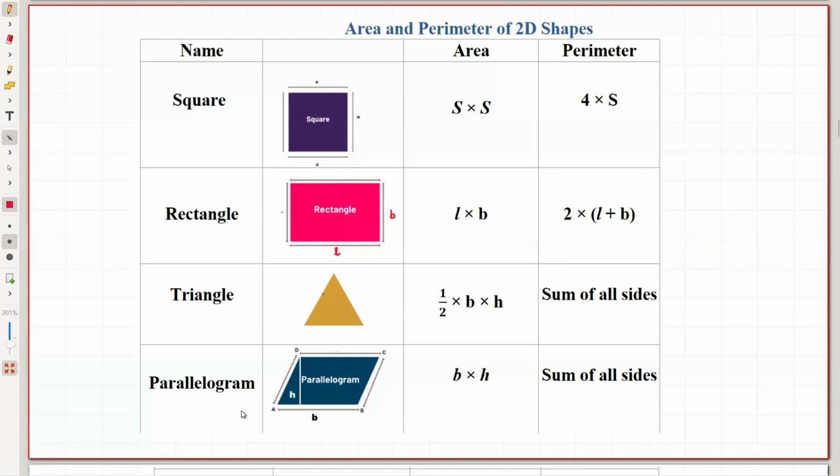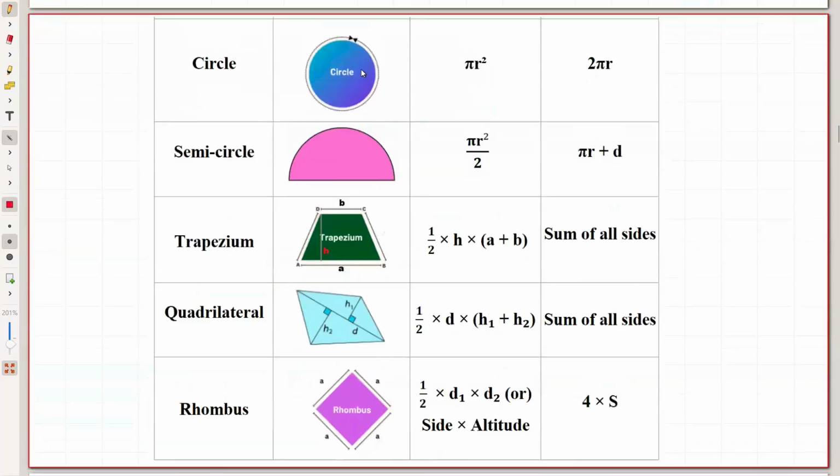Parallelogram: area of the parallelogram is base into height, that is BH. The perimeter means the sum of all the sides. Next, circle: area of the circle is pi r square and the perimeter is 2 pi r. Area of a semicircle is pi r square by 2. Then the perimeter is pi r plus d, including the diameter. If it's excluding the diameter, we have only pi r.